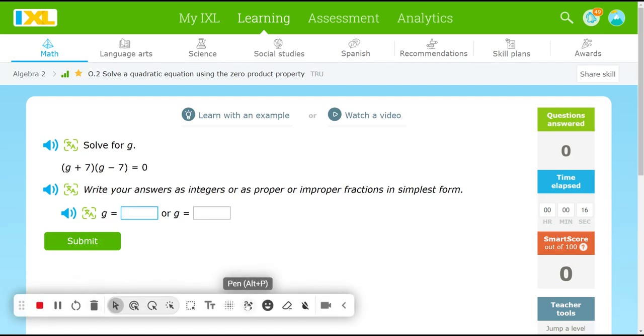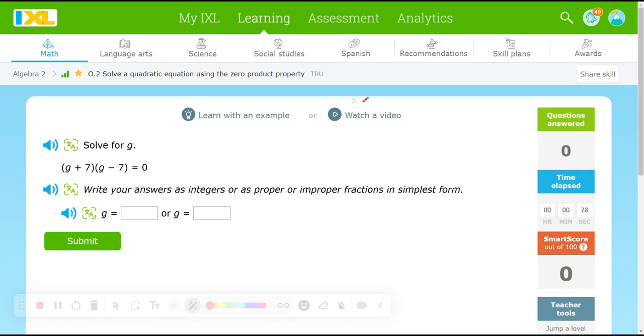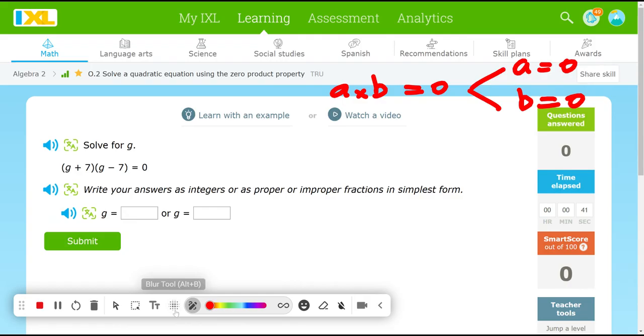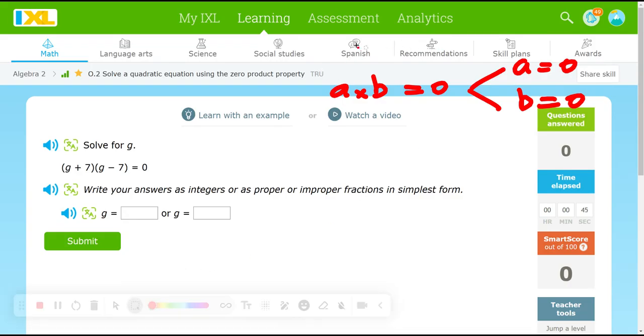All right. Hello, student. We go over how to solve a quadratic equation using the zero product property. Here's the zero product property: if you have two numbers, A and B, that multiply to equal 0, then each of them has to be equal to 0. That's it, the zero product property.